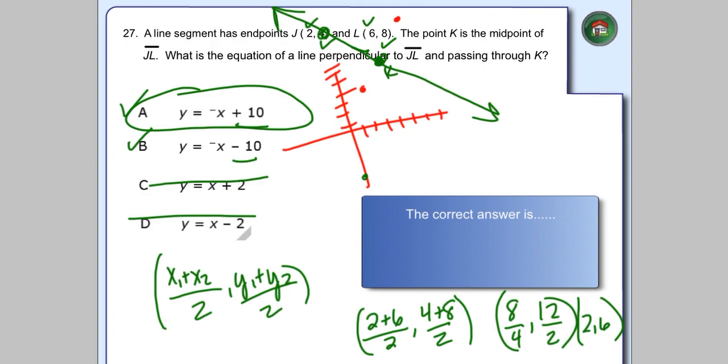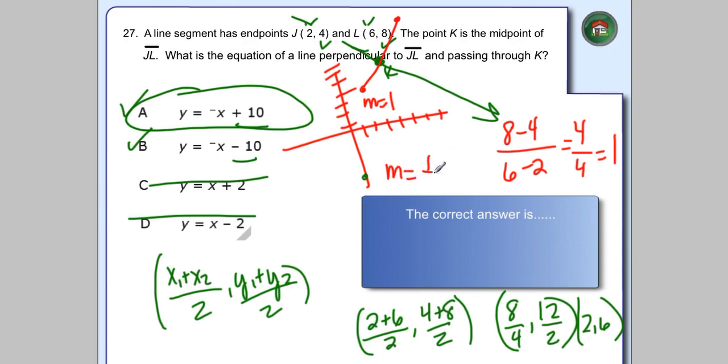But how I taught you to do this in the class was to find the slope of this red line. So if we just found the slope of this red line by doing 8 minus 4 over 6 minus 2, I would get 4 over 4, which is 1. The slope of this line is 1. Perpendicular slopes, remember, you flip them, so that's 1 over 1. So if I flip it, it looks like the same. And you change the sign. So that new slope would be negative 1. So this slope would be negative 1.